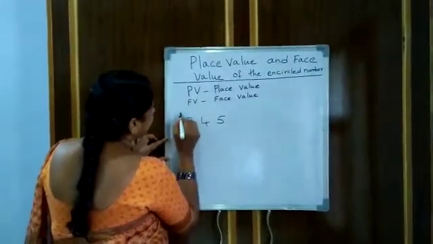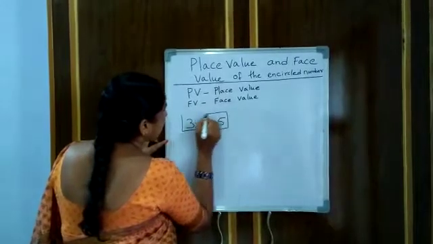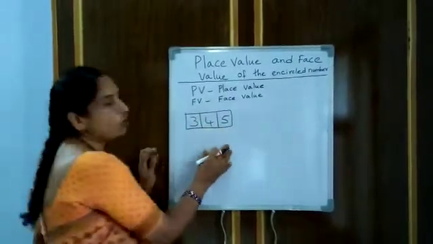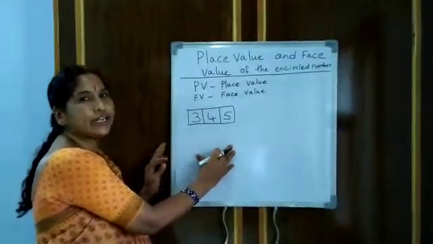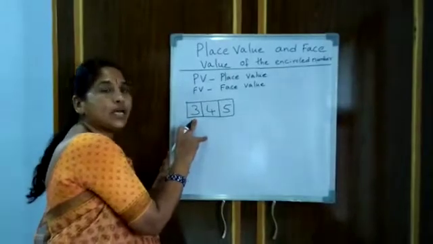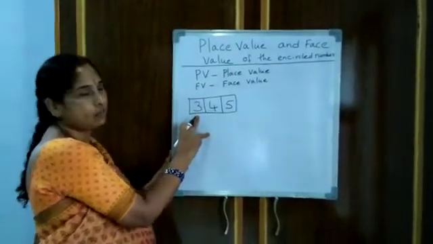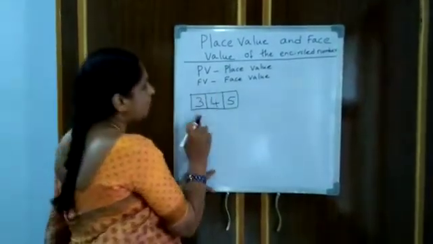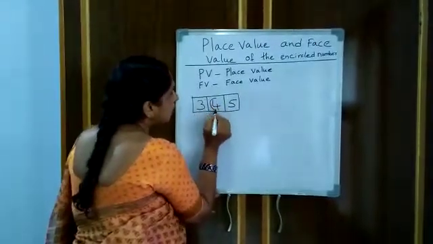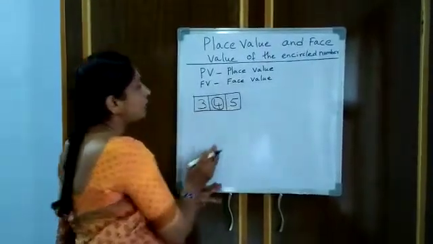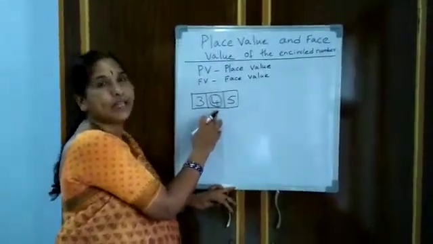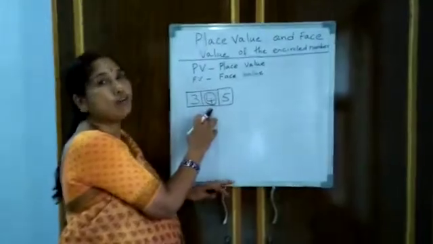345. See here, please write each number in one box. See how we have written for writing words and writing figures like that. Here also when you are writing the numbers, write each number in one box. Now 345. Now I am encircling the 4. So now you have to write PV and FV, place value and face value of 4.